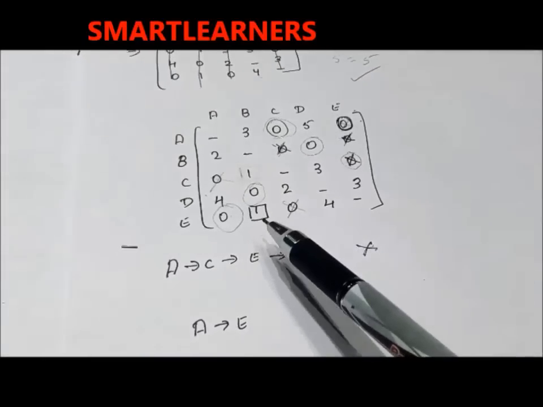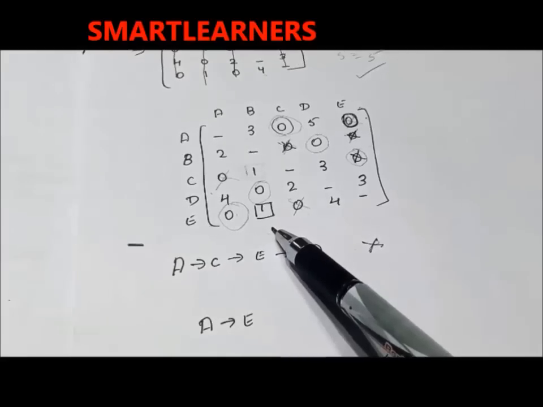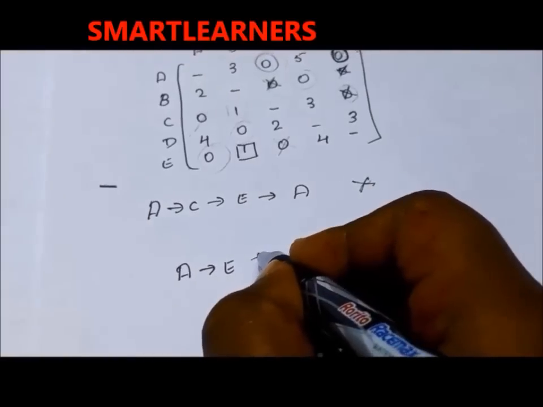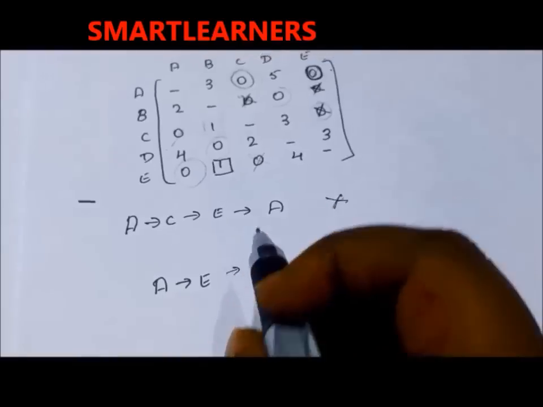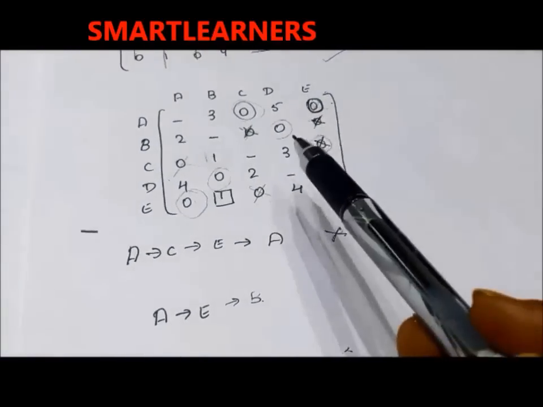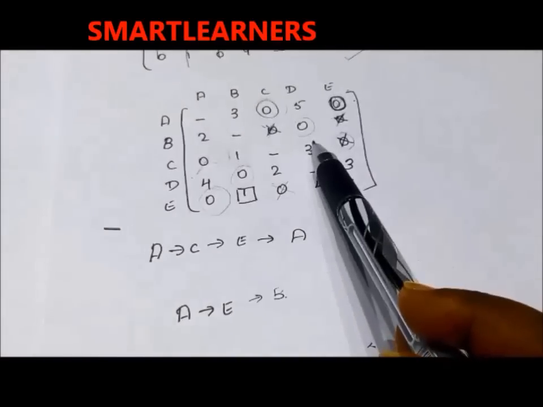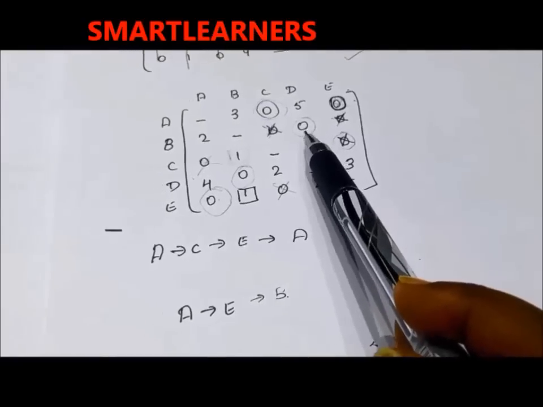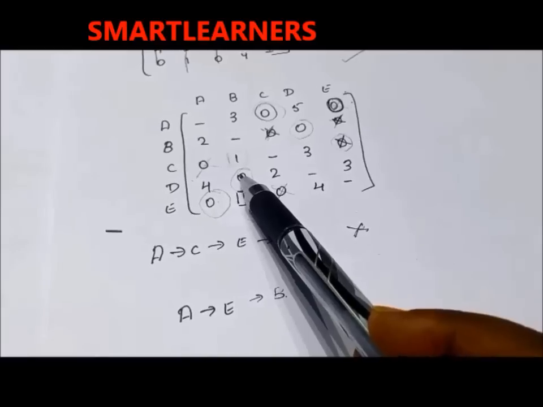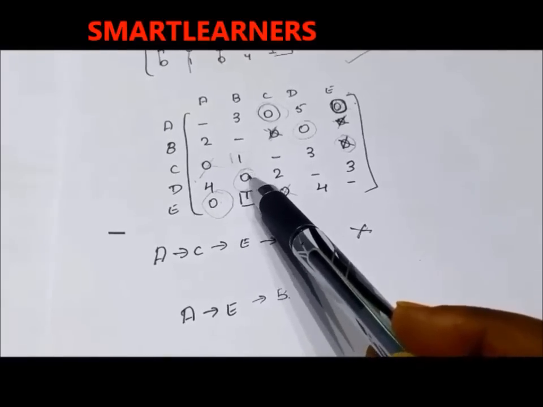So likewise, we have chosen this element where E is tending to B. So we'll write E is tending to B. Going to B, B is already tending to D, so therefore D is tending to B. Coming to D, D is already tending to B, so this is not possible.